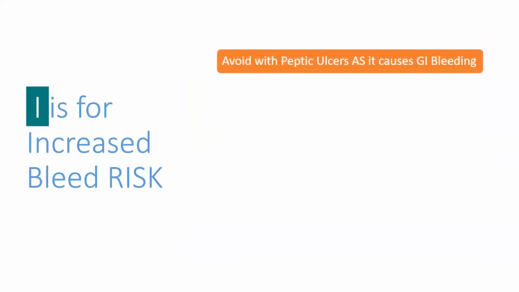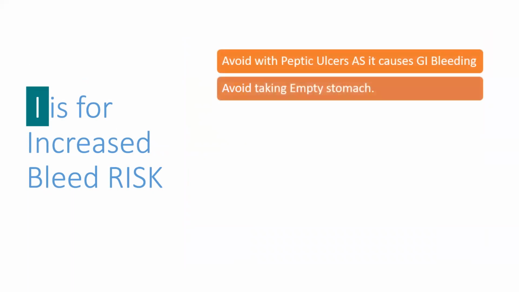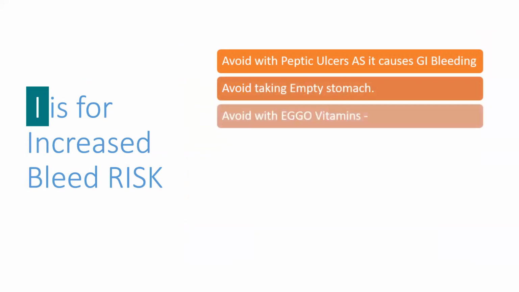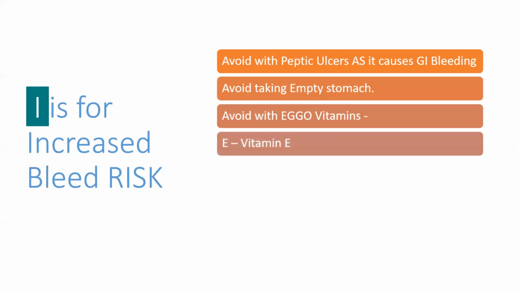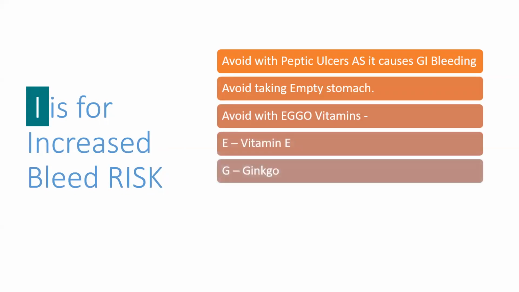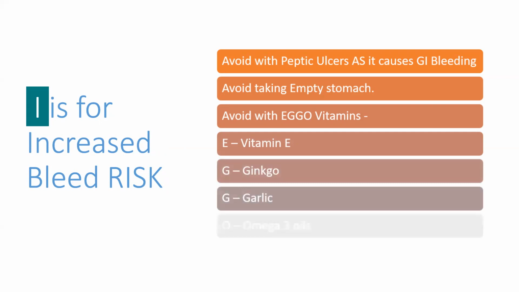I is for increased bleed risk. So it should be avoided with peptic ulcers as it causes GI bleeding. It should always be avoided on an empty stomach, and it should be avoided with EGGO vitamins. E means vitamin E, G is ginkgo biloba, G is garlic, and O is omega-3 oils. So if you are taking NSAIDs, you should not be taking all these four things along with them.